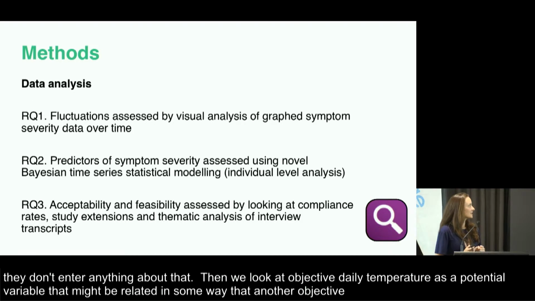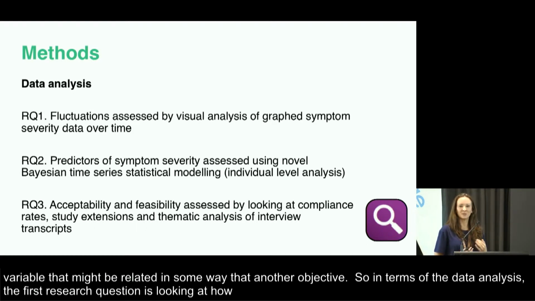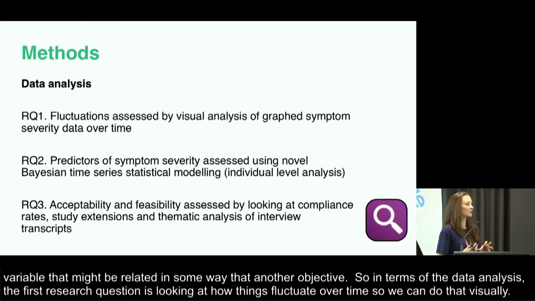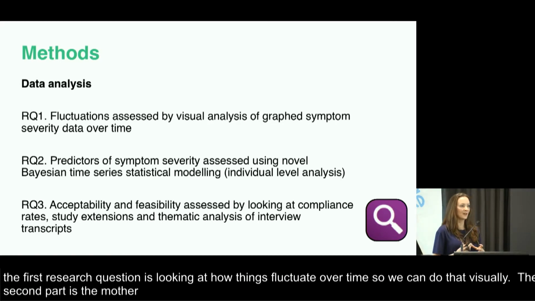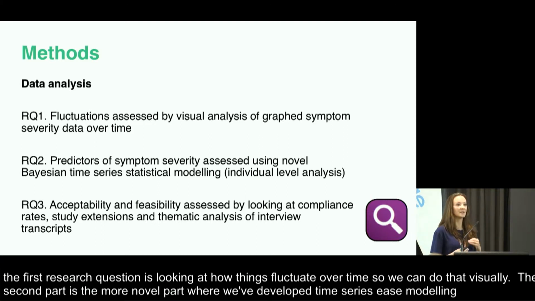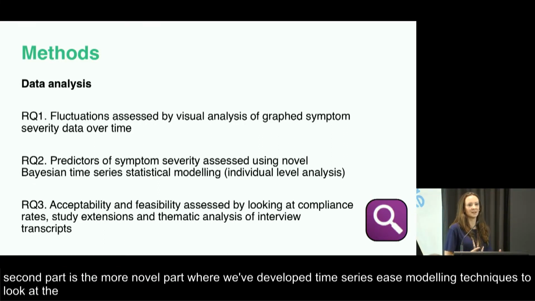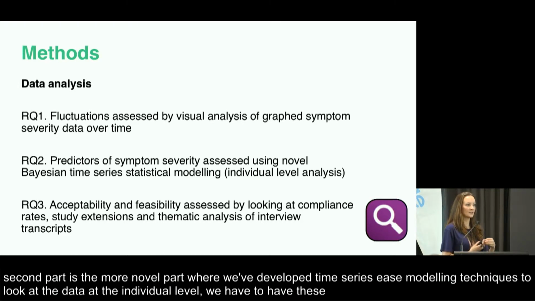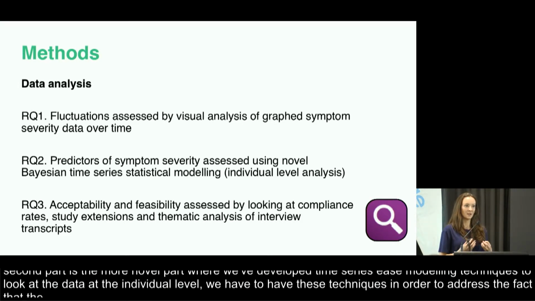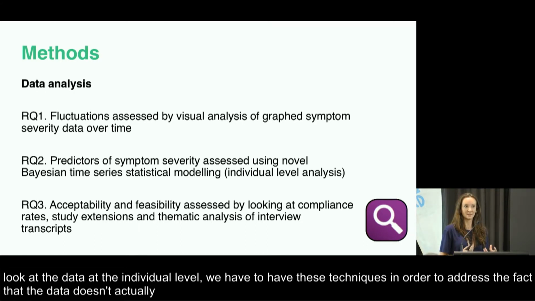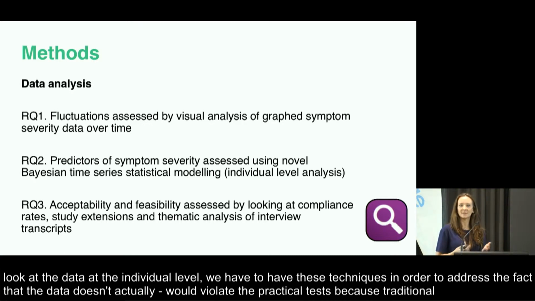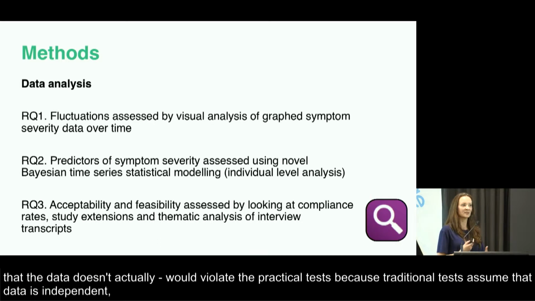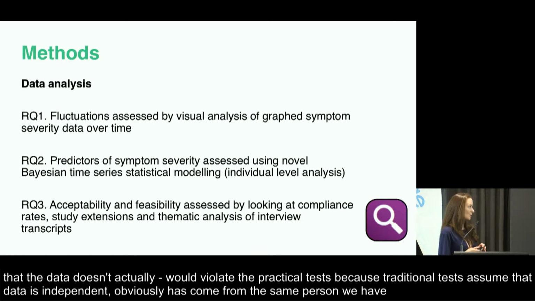So in terms of the data analysis, obviously the first research question is just looking at how things fluctuate over time, so we can do that visually. But the second part is the more novel part, where we've developed some novel Bayesian time series modelling techniques to look at the data at the individual level. We need these techniques because the data would violate the traditional tests, which assume that data is independent. Obviously this has come from the same person, so we have to address that. So this is the need for the novel statistical modelling.